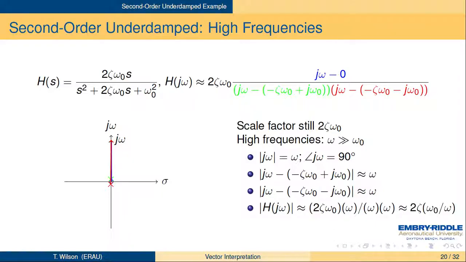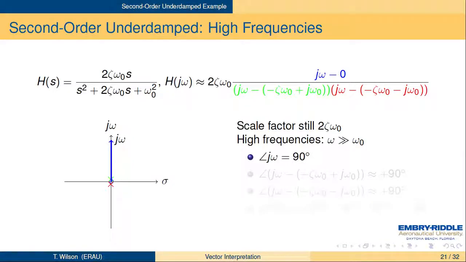So when we go to do the magnitude, we've got our scale factor 2 zeta omega naught. We've got the length of our vector from our 0, which is omega, over the product of the lengths of the vectors from the poles, which are also omega. So we get 2 zeta omega 0 over omega. That is, in normalized frequency, it rolls off like 1 over the frequency, like we thought it should.